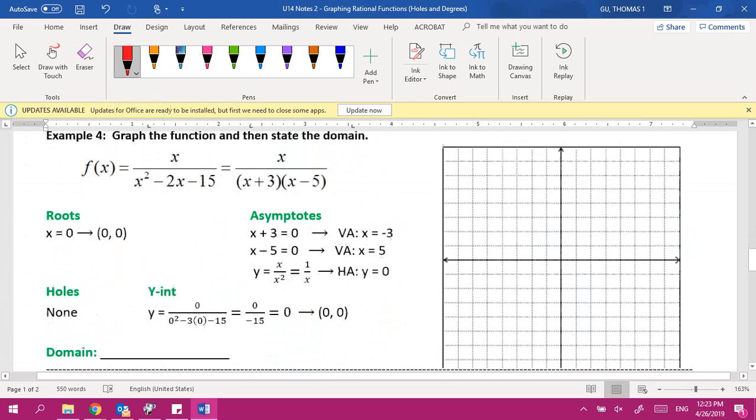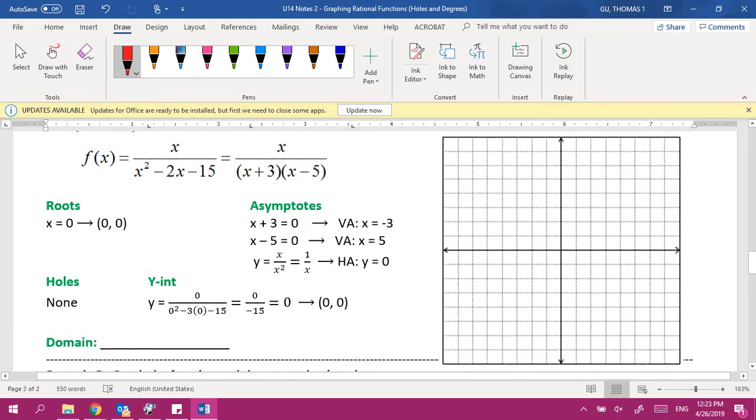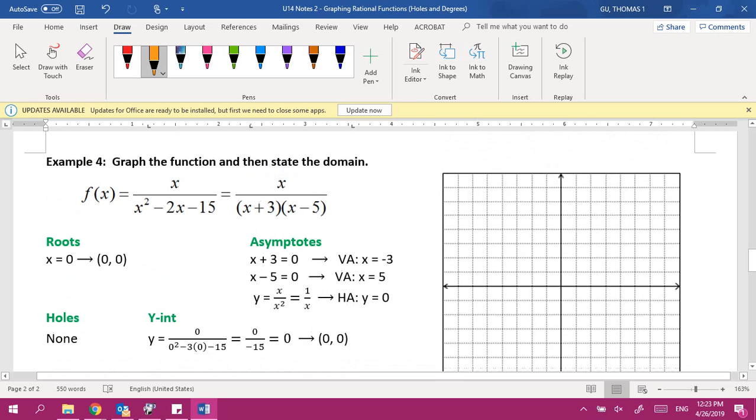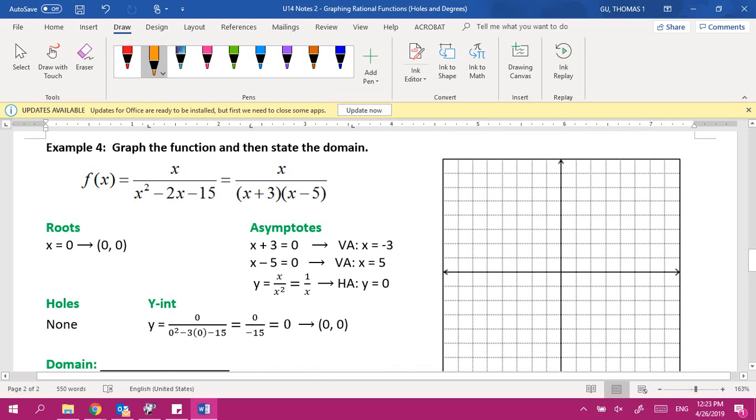All right, so on the back side right here, are there going to be holes on this graph? No, there's nothing to cancel out. But notice, how many factors do I have in the bottom? 2, which means how many asymptotes will I have? 2, that's right. So let's check the degree on each of these. You have to check each one separately. What is the degree on x plus 3? Odd. And what about x minus 5? Odd, right. And can you tell where the asymptotes would be? Negative 3 and positive 5, because if you solve each of these factors, that tells you where the asymptotes are. So let's graph the asymptotes then.